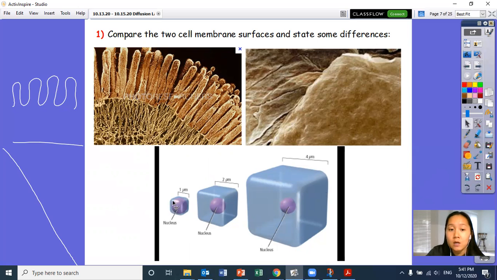Over here, you can see it's got a little bit of distance to travel. So actually these exchanges happen really quickly. So the smaller the cell is, the more efficient it is at all of the exchanging processes, whether it's nutrients or wastes.